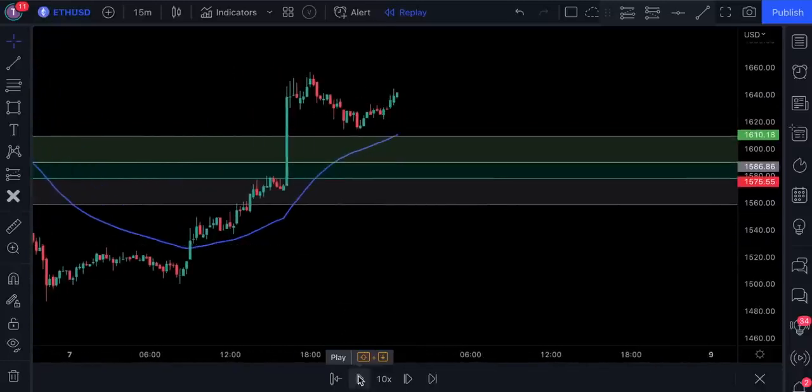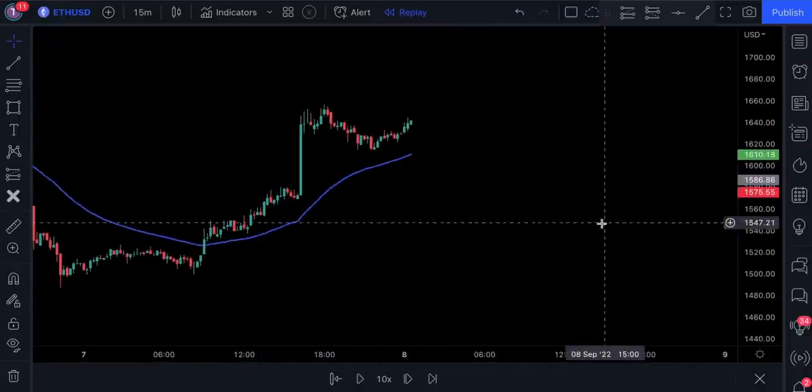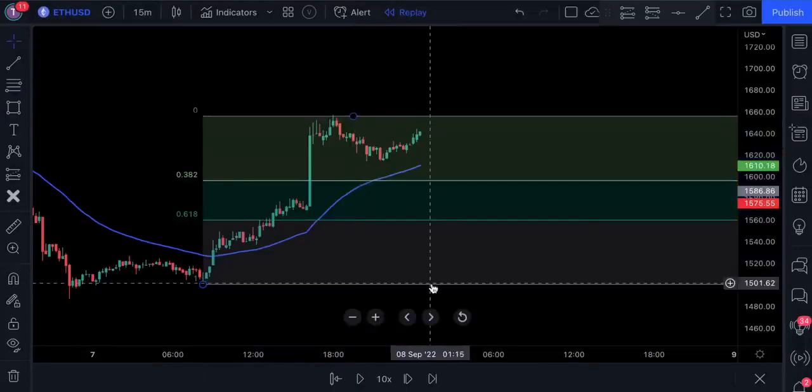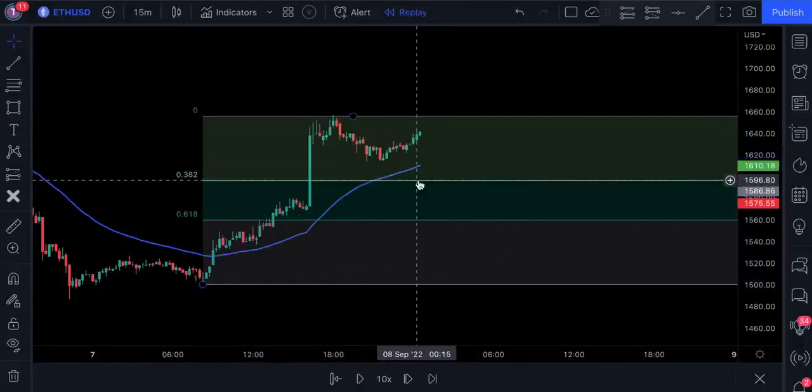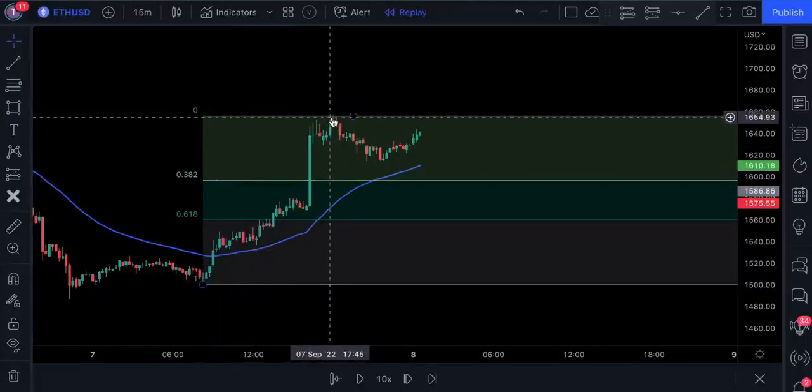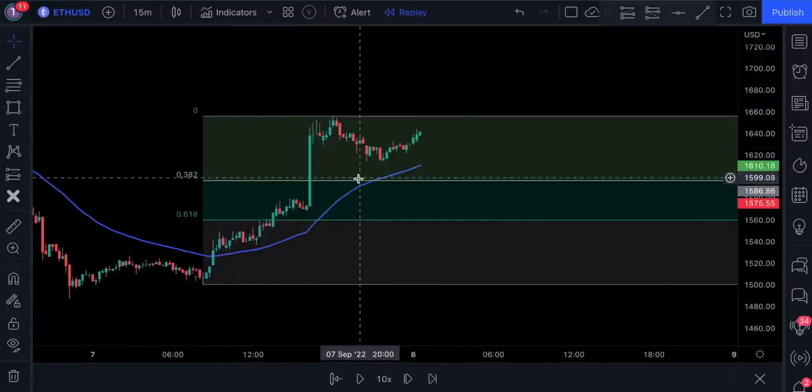Okay, let me give you one more example. Here we see the price action started moving in an uptrend again. We draw the Fibonacci from the major swing low to the major swing high. And now we're going to be waiting for the price action to touch one of these 2 Fibonacci levels and at the same time to cross below the 50 EMA.